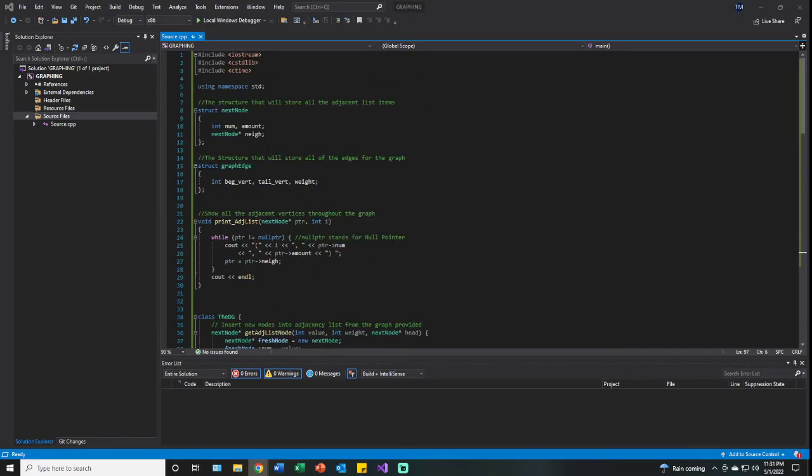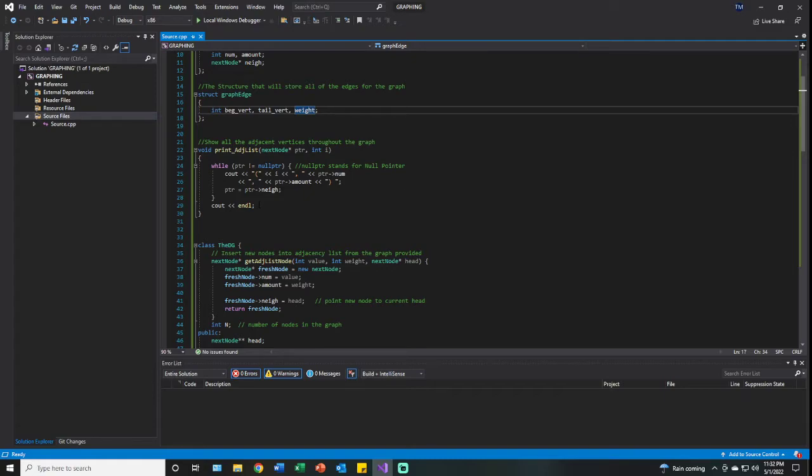My structures, this will store all the adjacent list items. And then this one will store all the edges of the graph. So this is the beginning vertice, the tail end vertice, and then the weight, which you saw down below, the X, Y, and W.